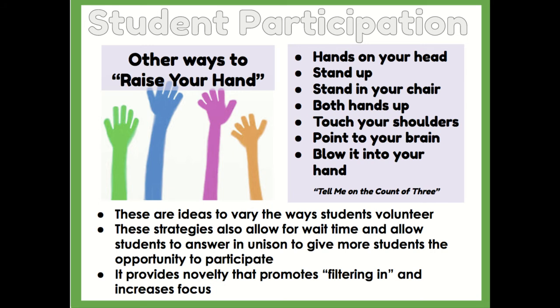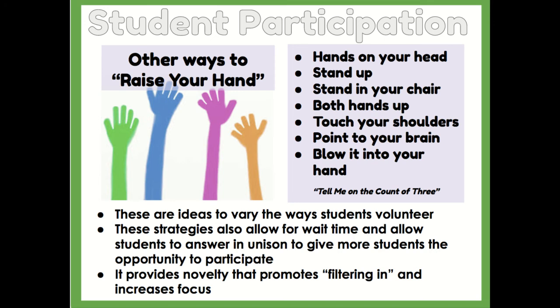And then on all of those, I count to 3. 1, 2, 3, and all of the students answer in unison. So when we blow it into our hand, we let the air go when we answer in unison. We put our hands on our head. We say, what's 2 plus 2? 1, 2, 3, and all the students say 4 at the same time.